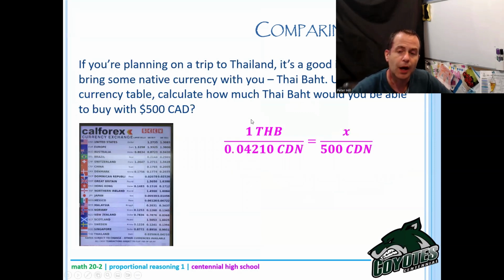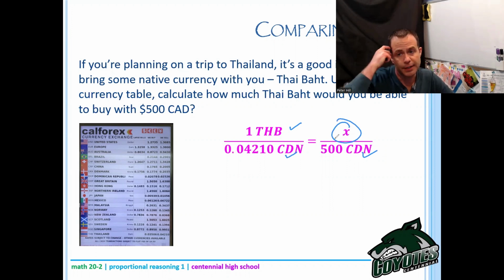I had Thai baht on top of my original fraction, Canadian dollars on the bottom. So I had to keep Canadian dollars on the bottom. If they were on the bottom, they need to stay on the bottom. Whoever was on the top needs to stay on the top. And I'm solving for my Thai baht. But take a look, now I can just cross multiply.